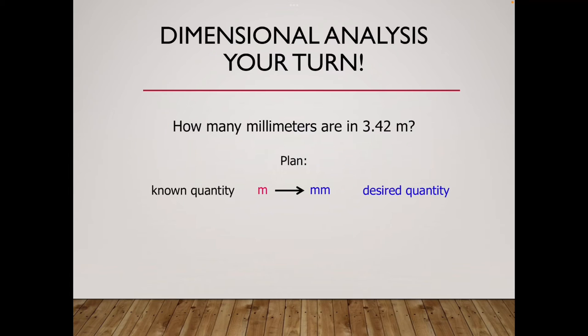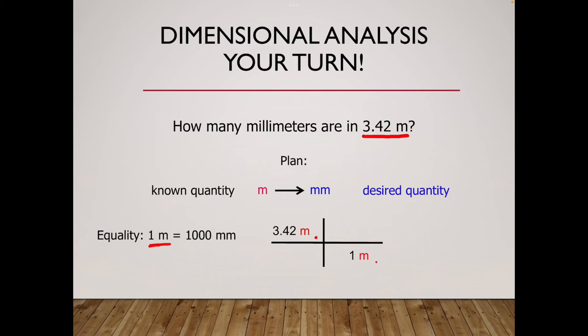Alrighty, so here's our plan. We need to go from meters to millimeters. Remember, this is what we're starting with. Whatever we have, the number and the unit, that's what we're starting with. So we need to go from meters to millimeters. So our equality that we know is 1 meter is equal to 1,000 millimeters. So we're gonna start with our number in the beginning of our train track, 3.42 meters, make our train track there, and then remember, meters has to cancel meters. So the 1 meter will go on the bottom to make sure our units cancel, and that 1,000 millimeters will go on the top. Multiply the top and divide the bottom, we'll get our answer.